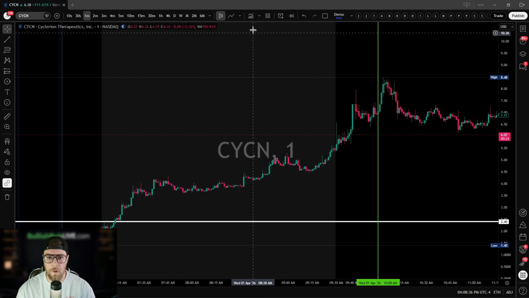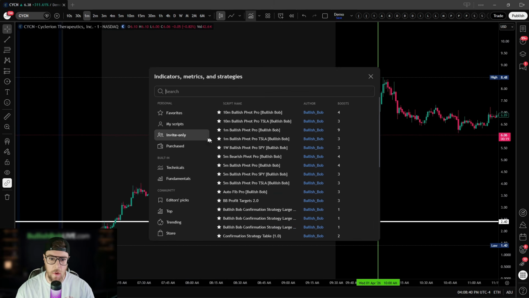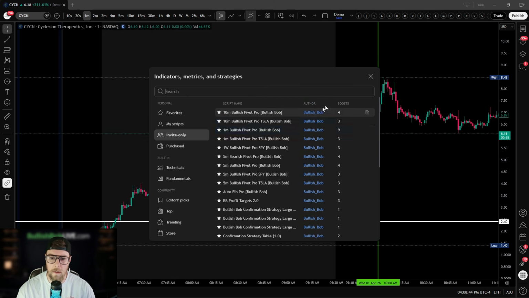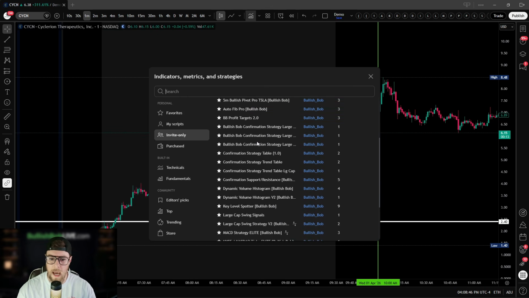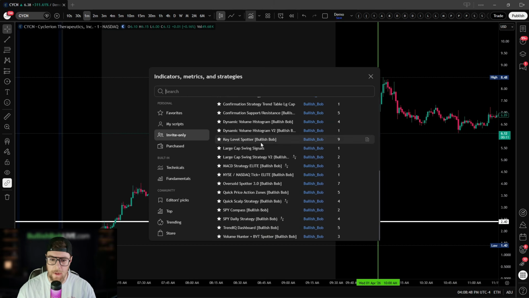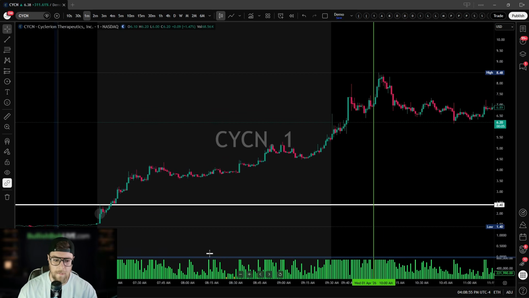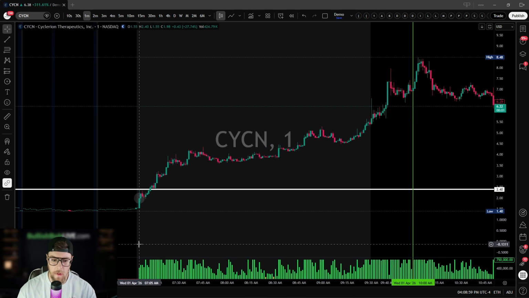So what we'll do is we'll go to our indicators and strategies in TradingView. We'll go to invite only. We'll go down to, let's add the 1 minute Bullish Pivot Pro right here. Let's go ahead and just add that, and we'll go ahead and add the volume indicator as well, the dynamic volume indicator. That's going to be the volume histogram version 1 or version 2, whichever you have selected. Version 2 here, we're going to see that we have a lot of volume on this move. We did have a lot of volume, so we are confirming that.